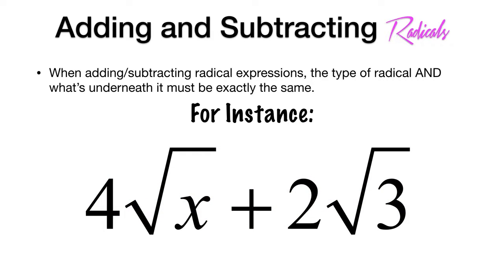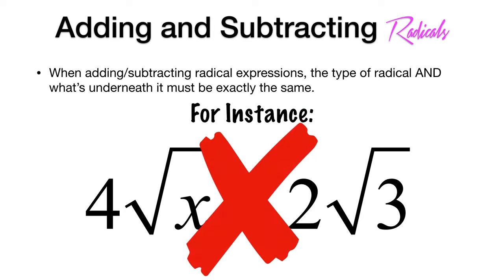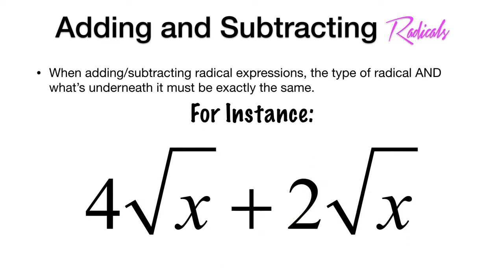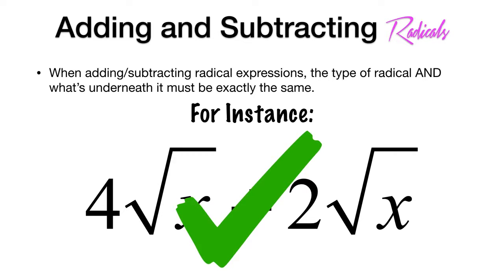Let's try another. This one is both square roots: 4 square roots of x and 2 square roots of 3. Notice it says what's underneath must also be exactly the same, so sorry. In this case, it's because the inside of the radical is different. So now let's look at this one: 2 square roots of x plus 4 square roots of x. Notice they're both square roots of x, which means it works. In this case, the answer would have been 6 square roots of x.